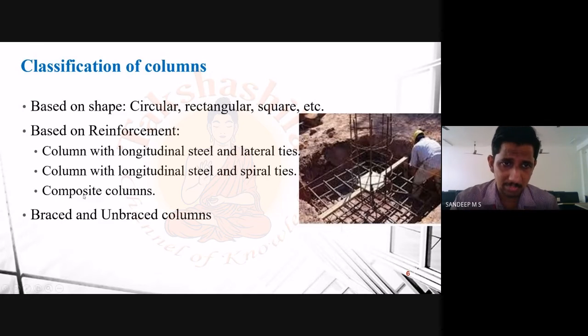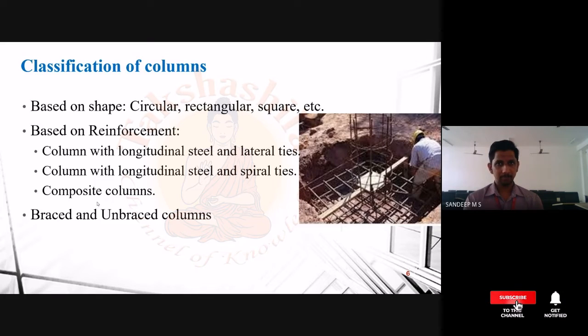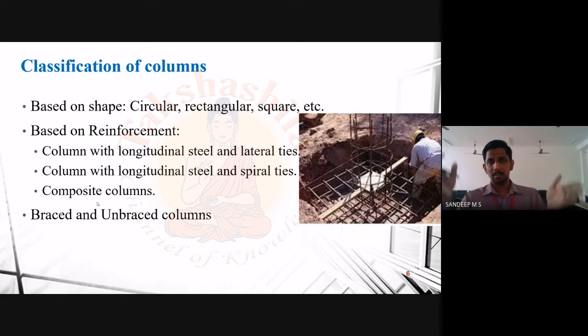Then we have one more classification, that is the composite column. What do you mean by a composite column? Normally, sometimes what we will do is that we will be having the concrete, and sometimes we will be providing some sort of timber pieces on the sides of that. Sometimes we will be providing steel sheets on the sides of that. Basically, this column will be made up of a composite material. Such columns are usually classified as composite columns. Okay, that is another classification we provide for columns.